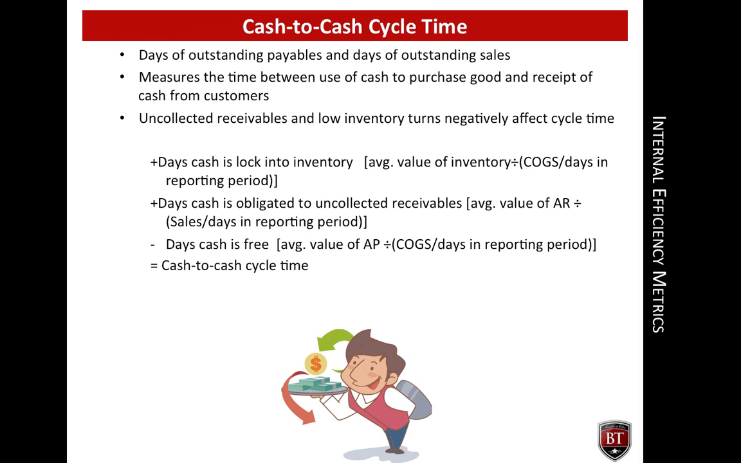To calculate the days cash is locked up as inventory, take the average dollar value of inventory during the reporting period divided by the cost of goods sold divided by the number of days in the reporting period. To calculate the days of uncollected receivables, take the average dollar value of accounts receivable during the period divided by the sales divided by the number of days in the reporting period. To find days of free cash, take the average dollar value of accounts payable during the reporting period divided by the cost of goods sold divided by the number of days in the reporting period.